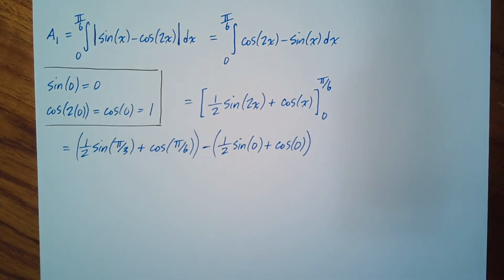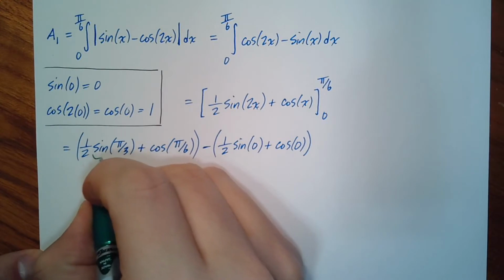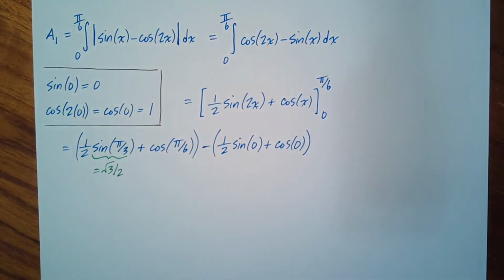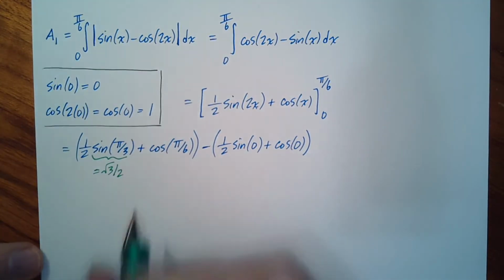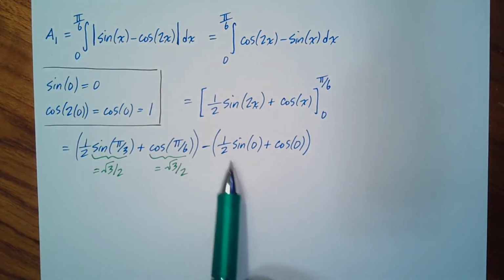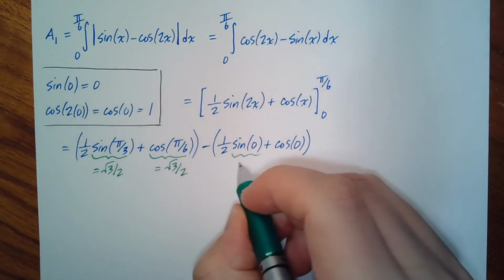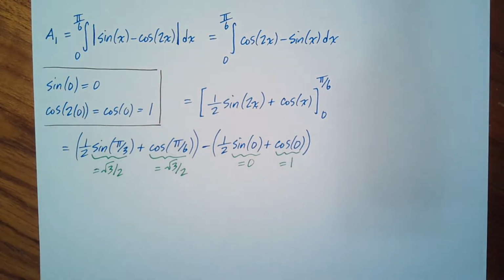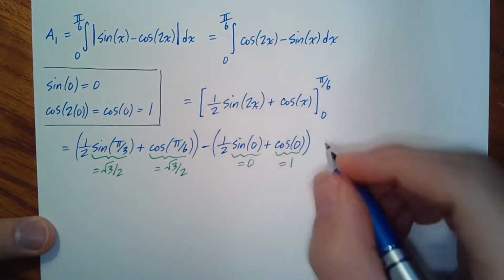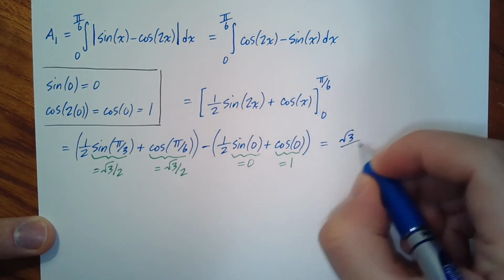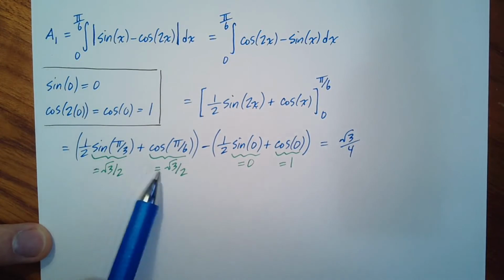Okay, let's work out each piece on its own. Sine of pi over 3, that's actually the square root of 3 over 2. Use your trig table, special triangles, whatever you prefer, but that's how you can get that value. Cosine of pi over 6 is also root 3 over 2. Here we have 1/2 sine of 0. Sine of 0 is just 0, so that's going to be easy. That'll just disappear. And then cosine of 0 is equal to 1. So what you end up having here, this will be 1/2 times root 3 over 2. So 1/2 times root 3 over 2, that's actually going to be root 3 over 4. Then we have plus root 3 over 2.